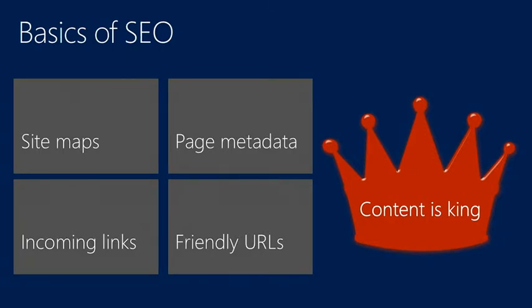So even though we've got all this functionality in 2013 that's going to help us out, if our content's rubbish, we're still going to get a rubbish ranking. So there's no way of tricking Bing. So let's have a look at what we can do in 2013 that we couldn't do in 2010.